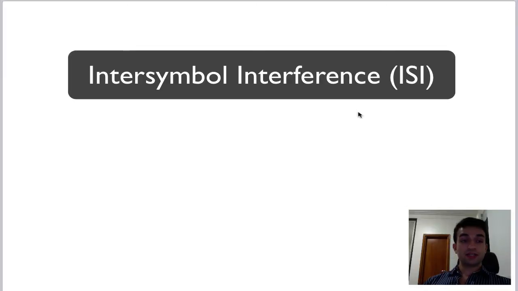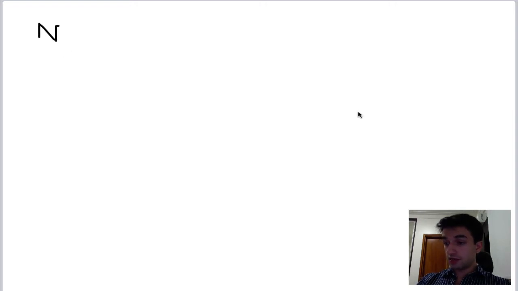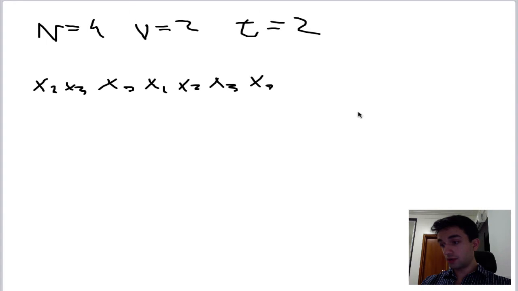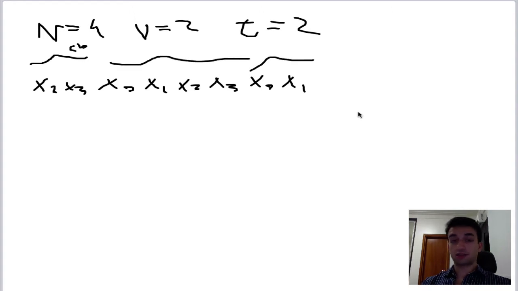So let's now take a look at the ISI effect, the intersymbol interference, and let's do it quicker, because we already understand the tables, and so we can simplify instead of showing all the details. So let's assume again n equals 4, nu equals 2, tau equals 2. So we have x2, x3, x0, x1, x2, x3, x0, x1. This is the cyclic extended symbol. So here's the prefix, here's data, and here's the cyclic suffix. Okay.